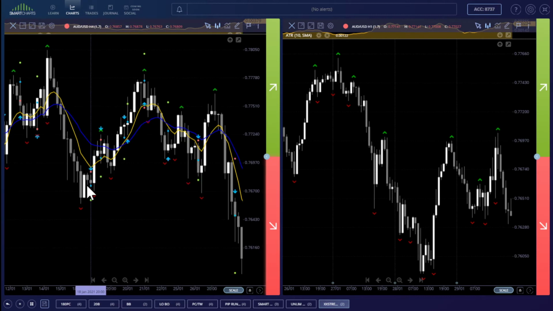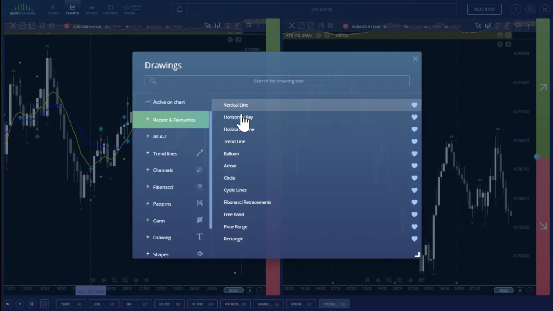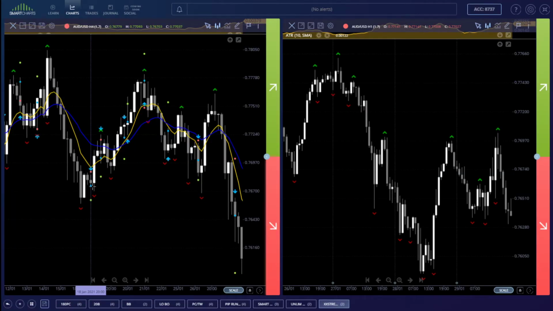Now, I'm only interested in taking the sell when the hour confirms. You can see this is the 4 hour on the left-hand side, and the right-hand side is my 1 hour time frame. I'm going to use a horizontal ray to mark where my entry point would be. So that would be my entry point.